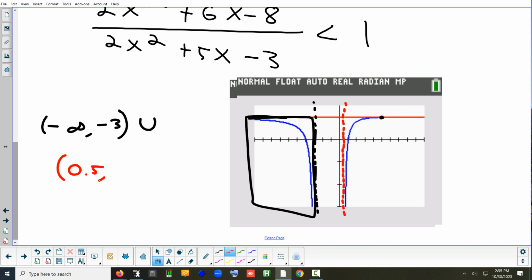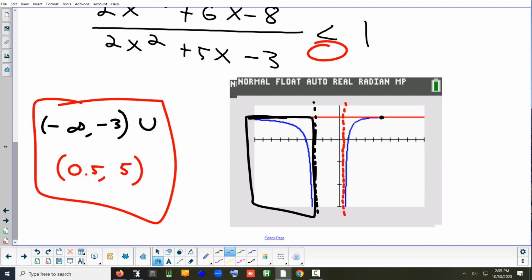So we can go from 0.5 up to, what number do we have to stop at? 5. We have to stop at 5, and we can't include 5 because there's no equal to symbol there. So that's how you solve it graphically. Okay, you have to look for those vertical asymptotes.